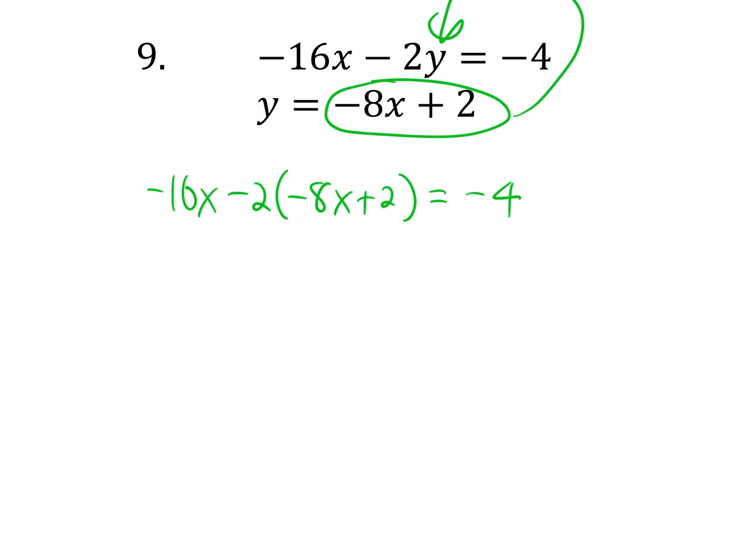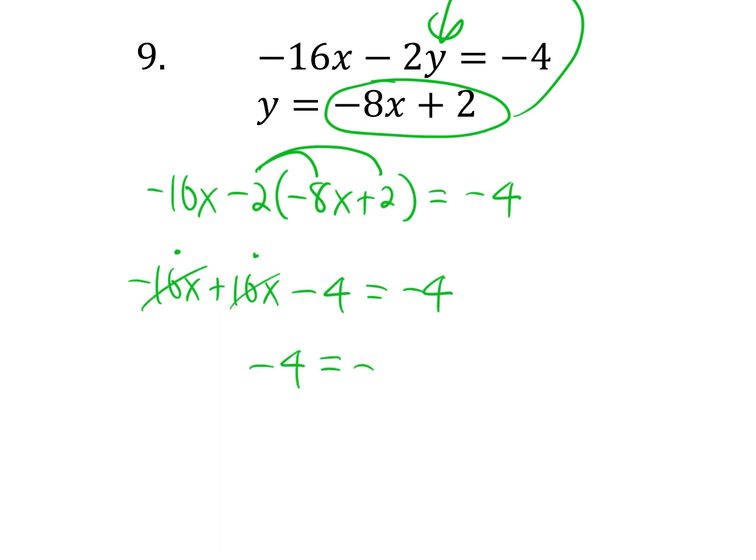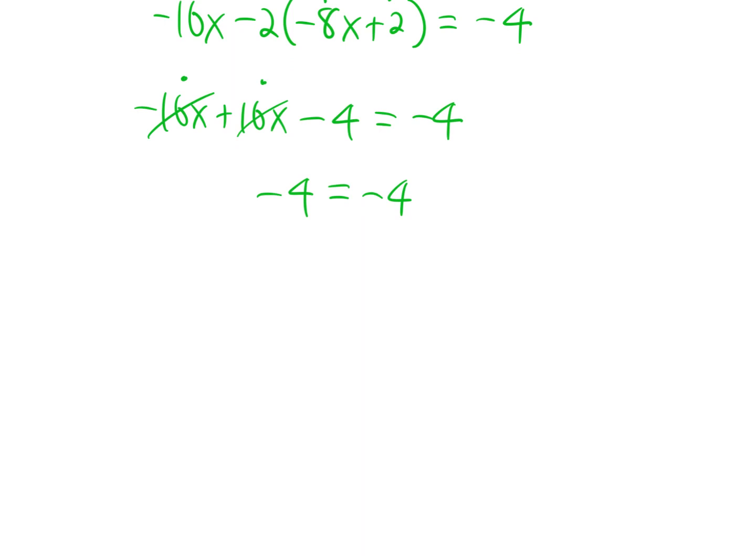All right, anything to distribute here? Negative 2 to both of these. We got negative 16x plus 16x minus 4 equals negative 4. Any like terms? Negative 16x plus 16x are going to cancel. We get negative 4 equals negative 4. This is a weird result. Is it true or false? It's true. So how many solutions are there? Infinite solutions.